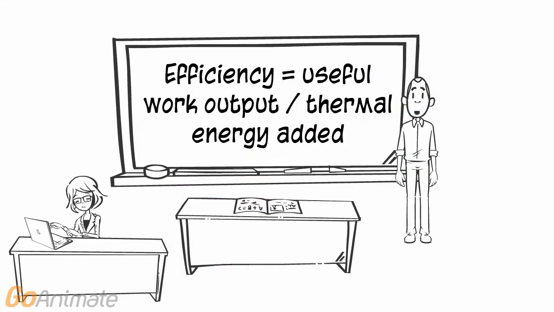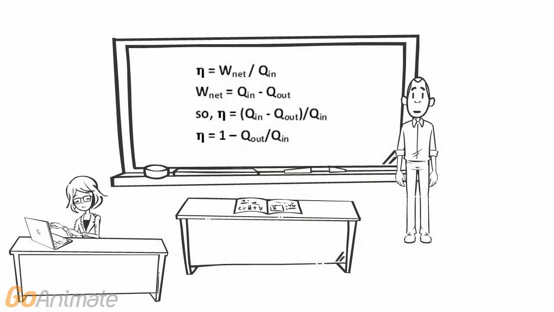We define efficiency as the ratio of useful work output divided by the thermal energy we add to the system. The symbol we use for efficiency is the Greek letter, eta. It looks kind of like a script N. Here is the equation for the efficiency of a cycle. Since the net work done is the difference between thermal energy transferred in and thermal energy transferred out, we can substitute for W in the equation. If we divide through by Q in, we get the final result. Efficiency is 1 minus Q out over Q in.